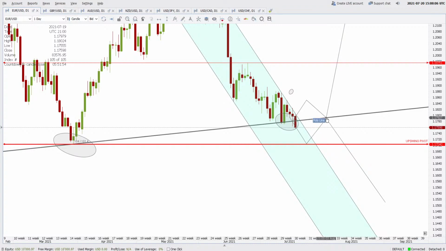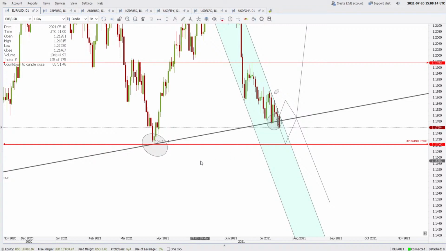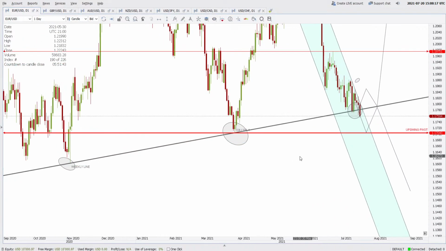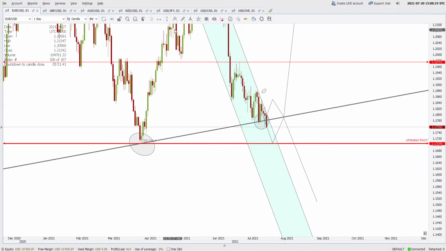fall back to this rising weekly line and eventually go even higher than this. Or maybe this weekly line, which was a very good support in the past, may act as a resistance and the price may fall back. So these are the two scenarios that are out there for the EUR/USD chart.